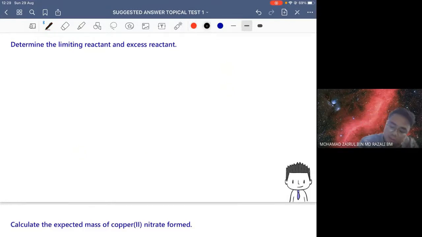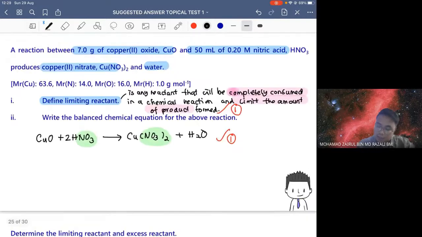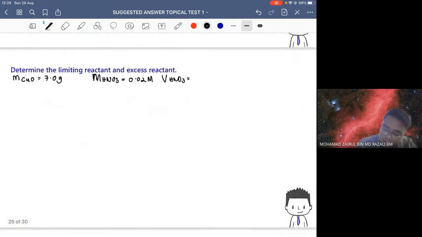Okay, from the question, given that the mass of copper oxide is 7 gram, okay, and then the molarity of HNO3 adalah 0.02 molar, and then volume dia tadi adalah 50 ml. Okay, 50 ml. So nak cari limiting reactant ada dua metod. Satu metod awak comparekan reactant dengan reactant, lagi satu metod awak comparekan reactant dengan produk. Okay, so nak cari limiting reactant kita kena cari number of mole dulu. So kita kena cari number of mole.